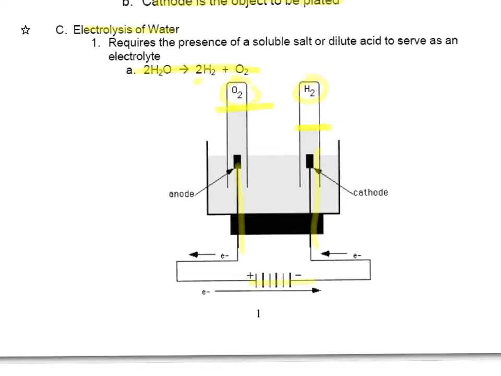It's important when you do this that in your solution here, you have some sort of ions that will move. If you don't have ions, this won't work. So if you have DI water in here, it's not going to work. If you dump some salt in that water or anything else that dissociates, then you're going to have a real nice electrolysis of water happening.